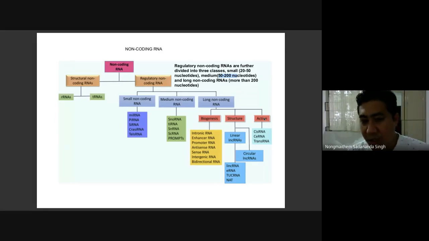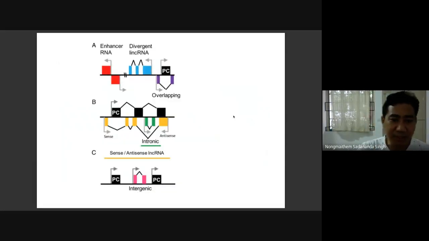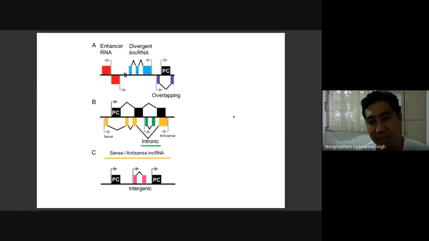Going ahead with the long non-coding RNAs, depending on the genomic regions they come from, there can be all different types. For example, many of the long non-coding RNAs are transcribed from enhancer or promoter regions. In the case of enhancer regions, transcription can occur in both directions, and you can have different types of long non-coding RNA.